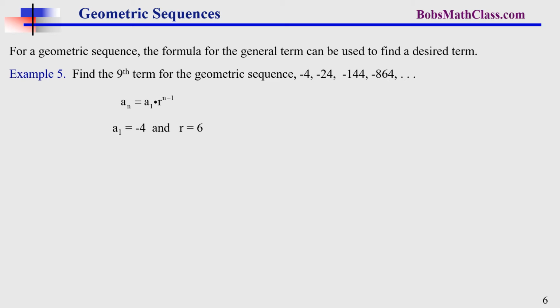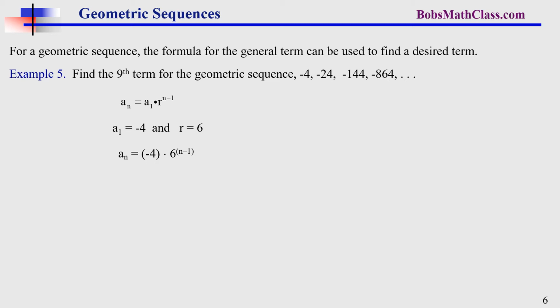So you could take those two numbers. If you wanted to plug in n right away, you could. n is 9. If you want to wait, get the general term, and then plug in 9, it's totally up to you. So let's plug in -4 and 6 right now. Okay, so a sub n equals -4 times 6 to the power n minus 1.